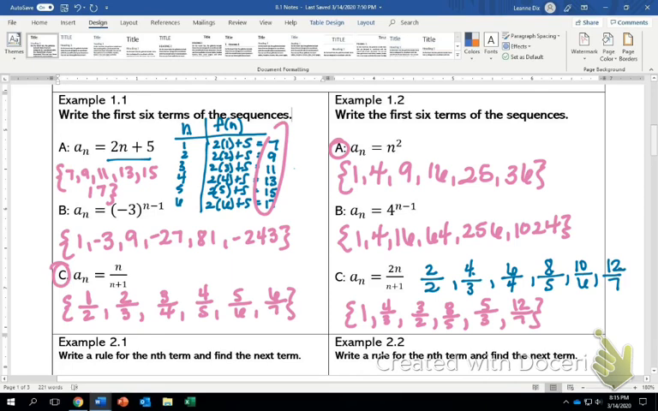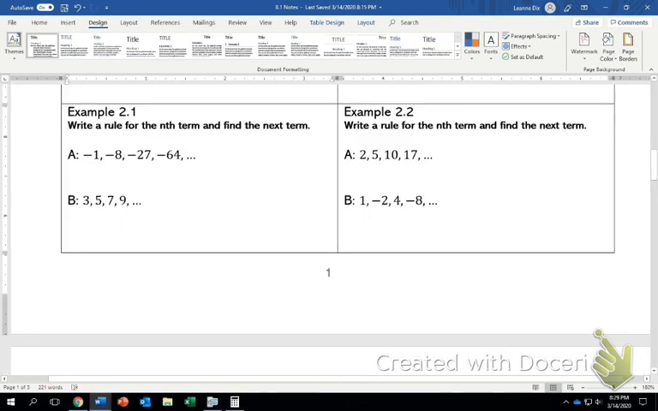So that's all we're doing for this first example. We're just finding the first 6 terms. So example 2 is a little bit more difficult. This one is just, can you figure out the pattern? And once you figure out the pattern, you can find the next term by plugging in sort of the next thing.